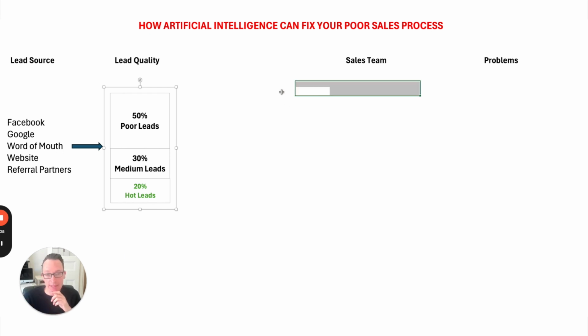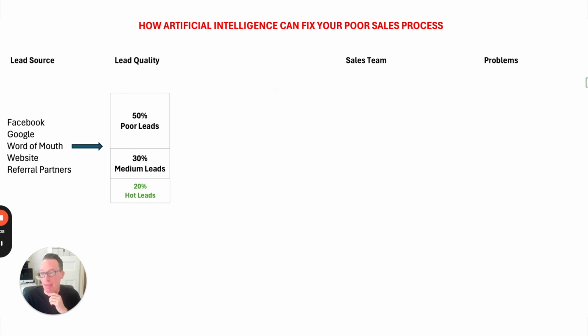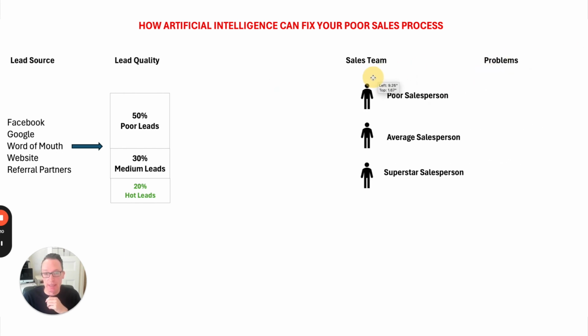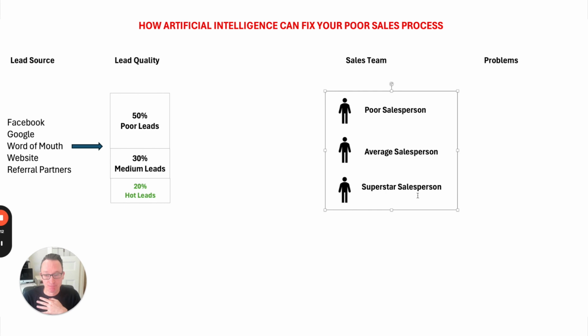Now, what happens today in most businesses is you've got all these leads coming in and you've got a sales team. However many people in your sales team, but you and I both know that in your sales team, you've got poor salespeople, average salespeople, and superstar salespeople. It's a factor in every sales organization. Not everyone can be a superstar.